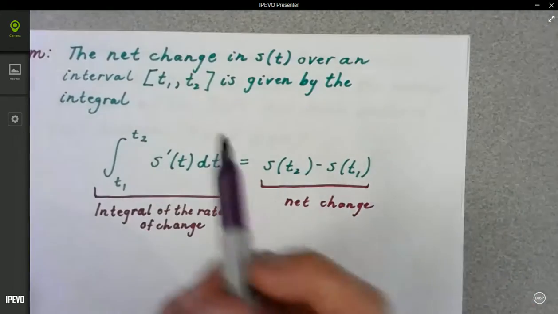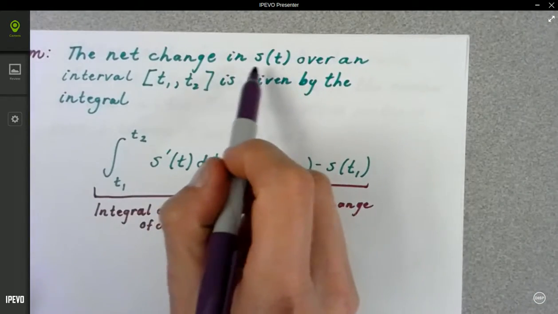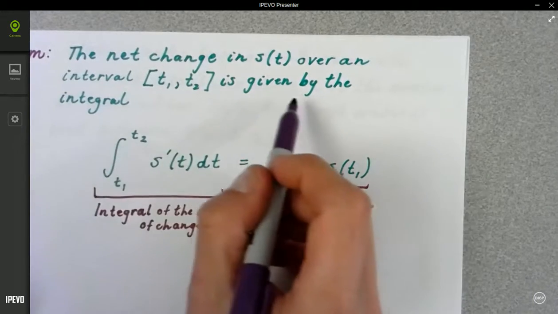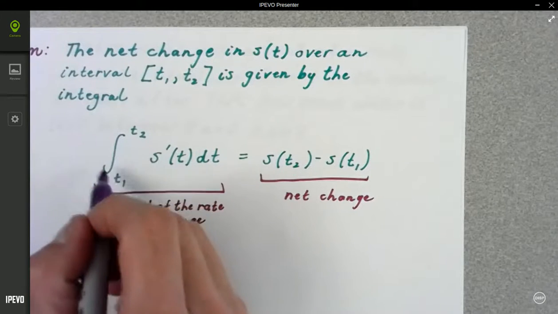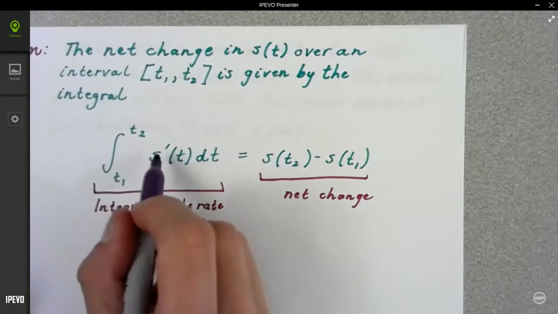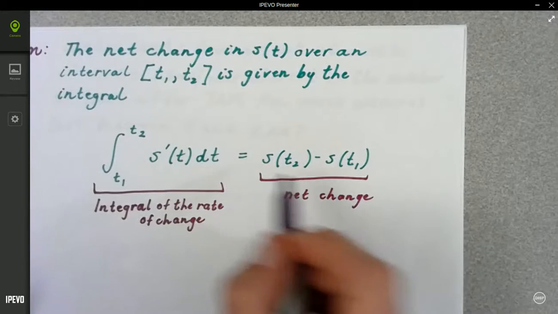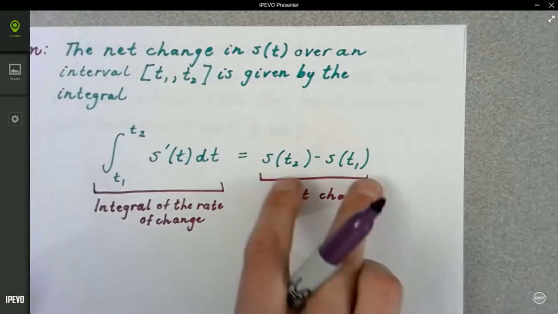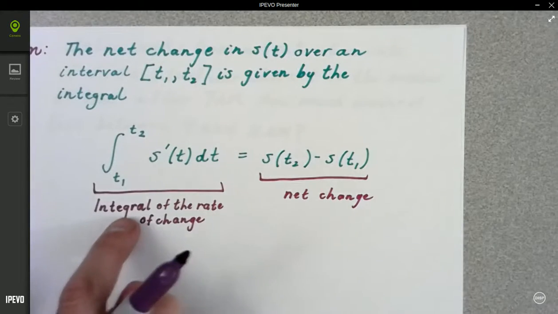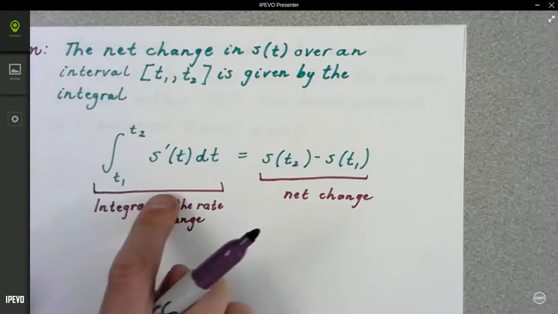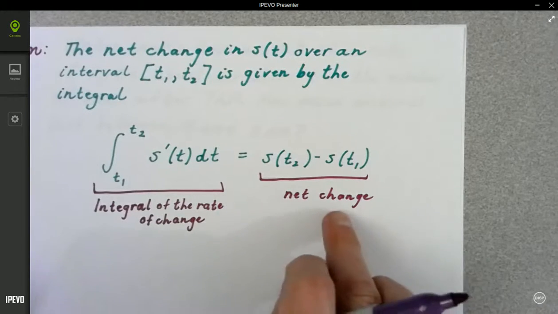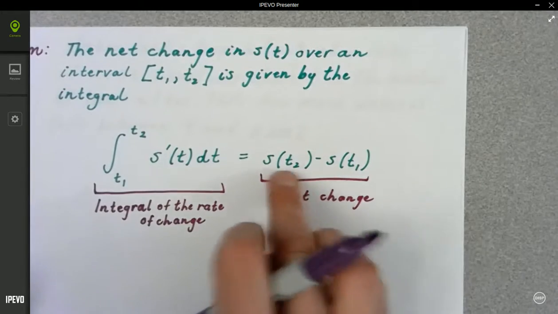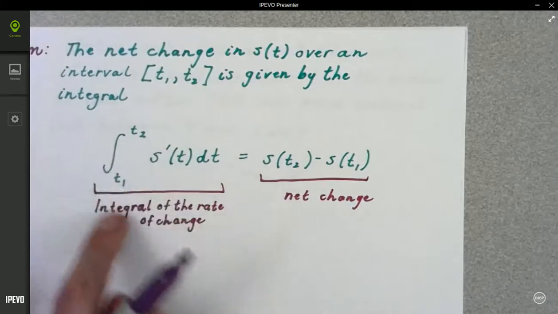When we talk about net change, the net change in a function s of t over a given interval from t1 to t2 is given by this integral: the integral from t1 to t2 of s prime of t dt equals s of t sub 2 minus s of t sub 1. So here's the net change, and here's the integral of the rate of change. That's what we're going to concentrate on today. Notice that to find the net change, it's s of t sub 2 minus s of t sub 1, the idea of the fundamental theorem of calculus. This is the idea of the whole lesson today.